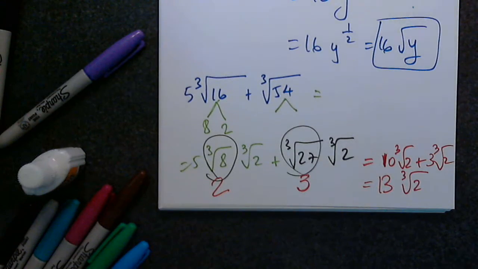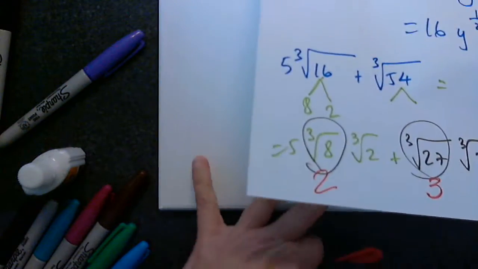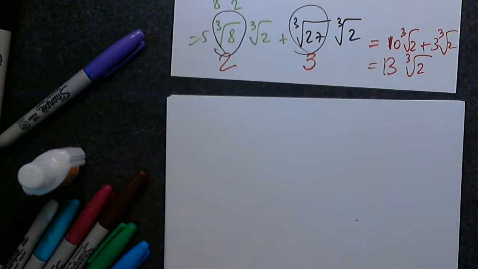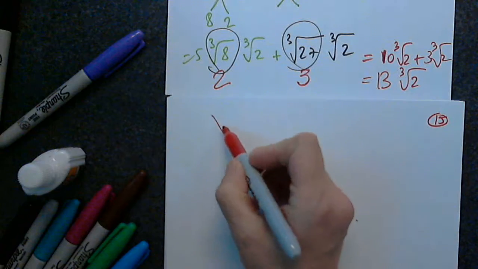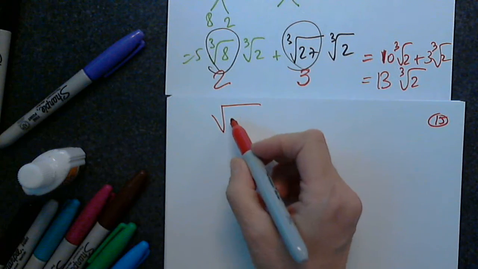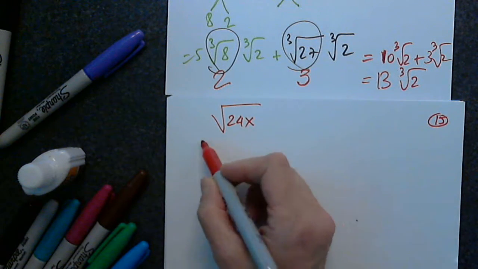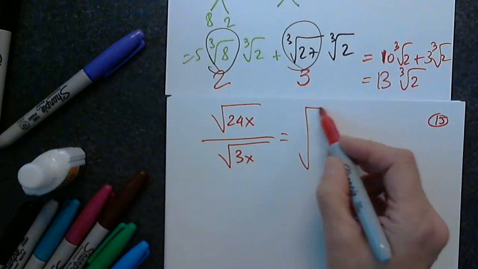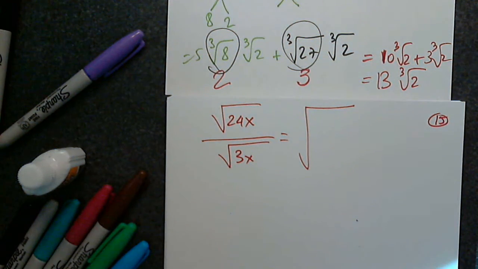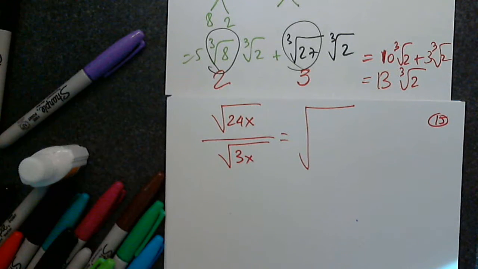We have one more minute. Let's look at one more, last one. So let's say I have the square root of 24x divided by the square root of 3x. Do I write them with one radical or not? The answer is yes, if they have the same factors. If they don't have the same factors, no. And I will just rationalize.